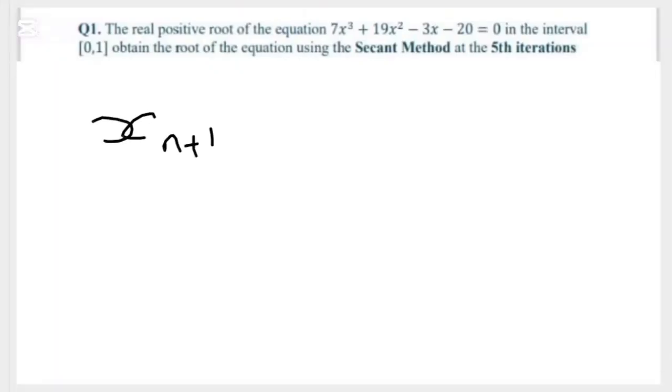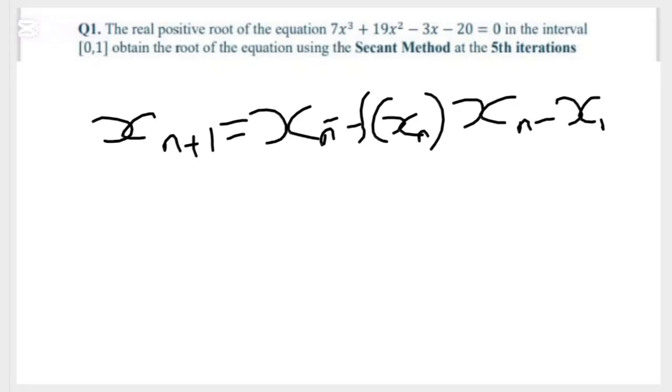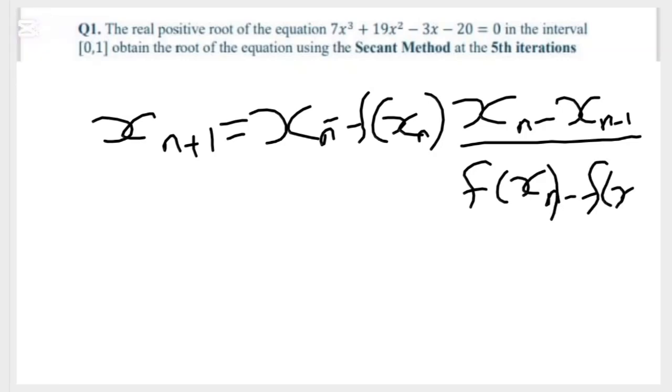x of n plus 1 is the same thing as x of n minus f of x of n multiplied by x of n minus x of n minus 1 divided by f of x n minus f of x n minus 1. So you have to take note of the formula, and I have to define my function.